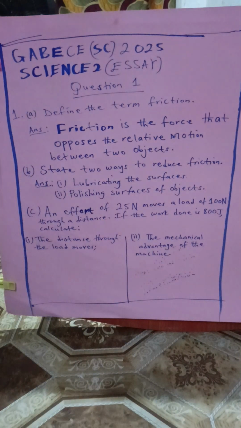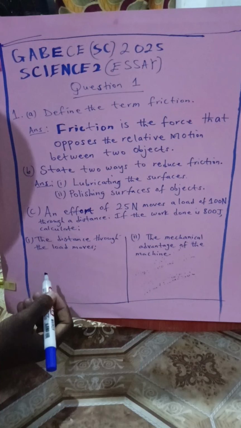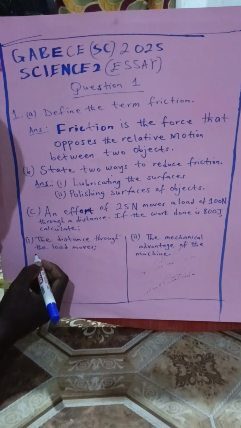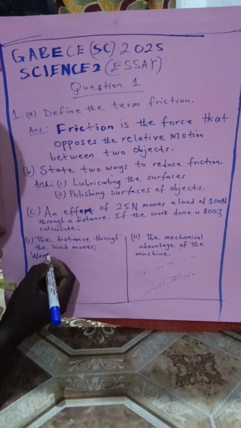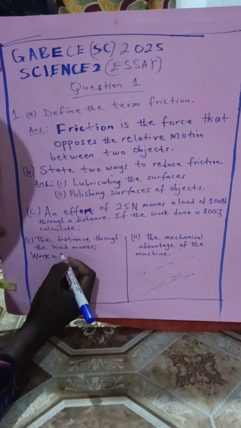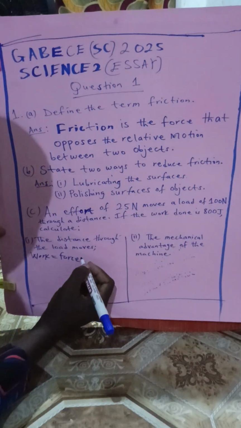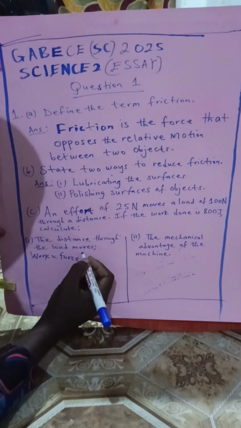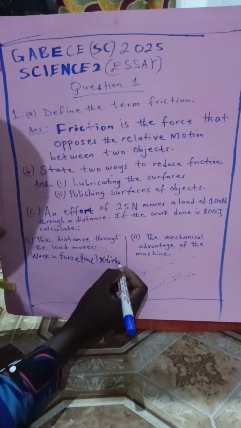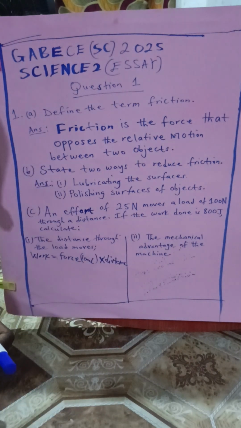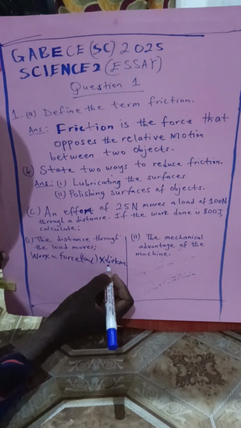Quickly, the space is very small. I'll just write the formula. Work equals force, but this force here we take it as a load, force or load times the distance. So the space is very small. Now distance, I can make it the subject of the formula.